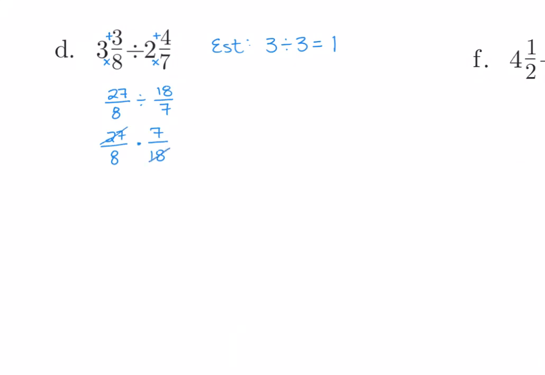27 and 18 are both divisible by 9, so we get 3 and 2. And now if we multiply straight across, we get 3 times 7 is 21. 8 times 2 is 16. This is an improper fraction, so we do need to divide. 16 goes into 21 one time. 1 times 16 is 16. And if we subtract, we get 5. So this is equal to 1 and 5 over 16.